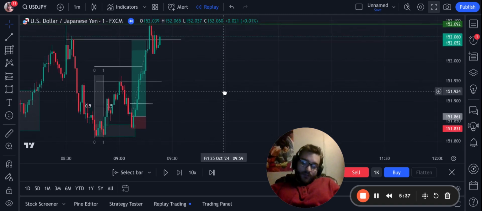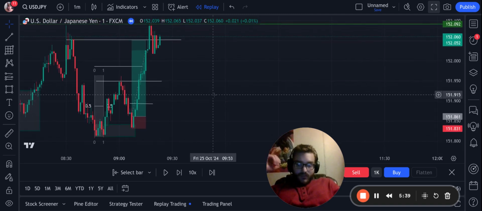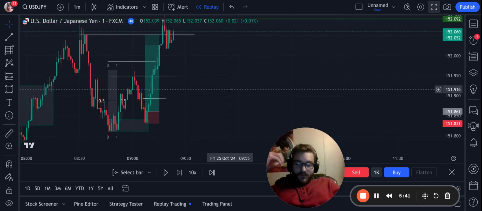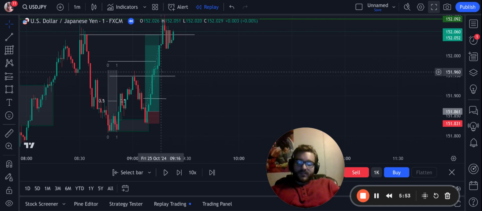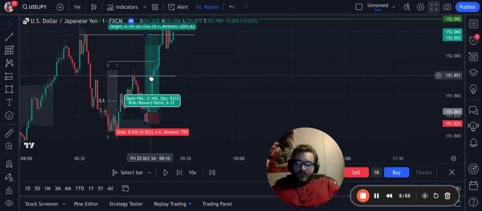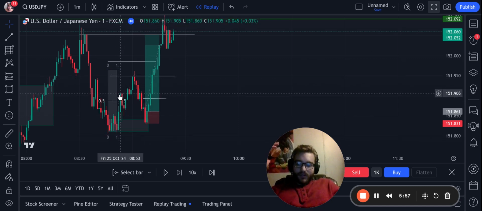That is a really good trade, dude. It's really solid. It's everything I'm looking for. I did get stopped out, but I didn't lose any money during this trade. And I got a 1 to 6, and then I hit my first take profit here, which was a 1 to 1.